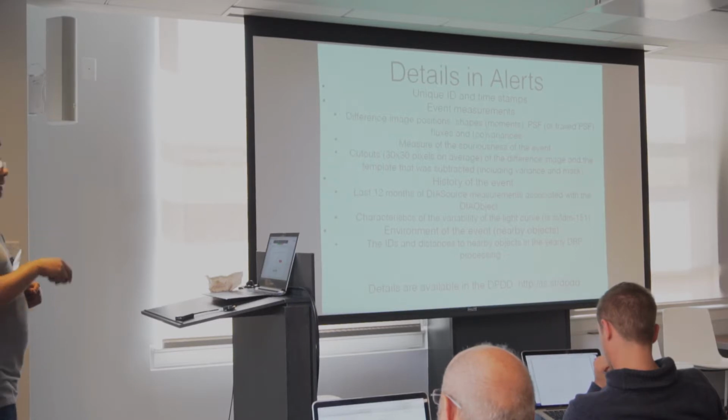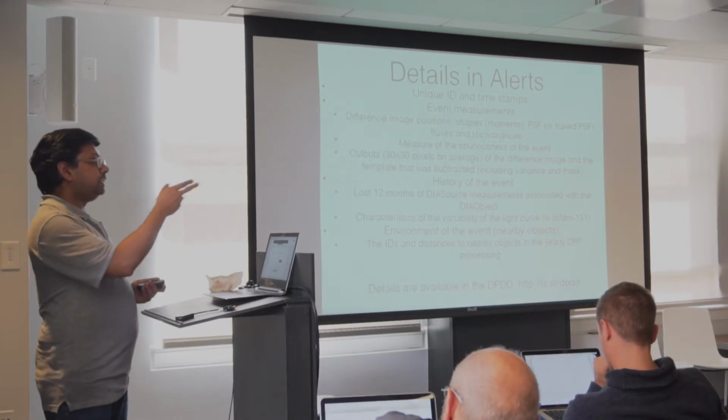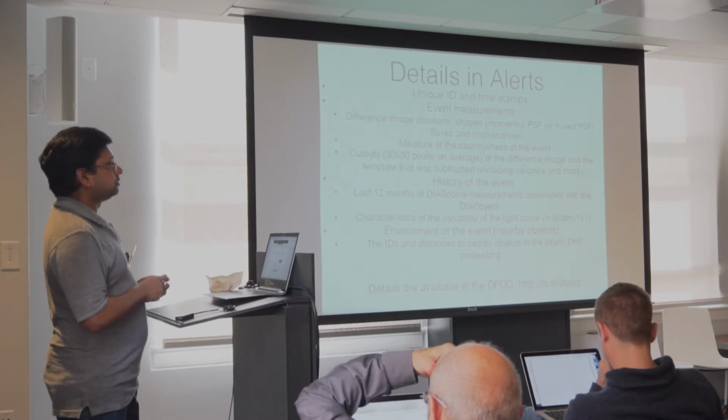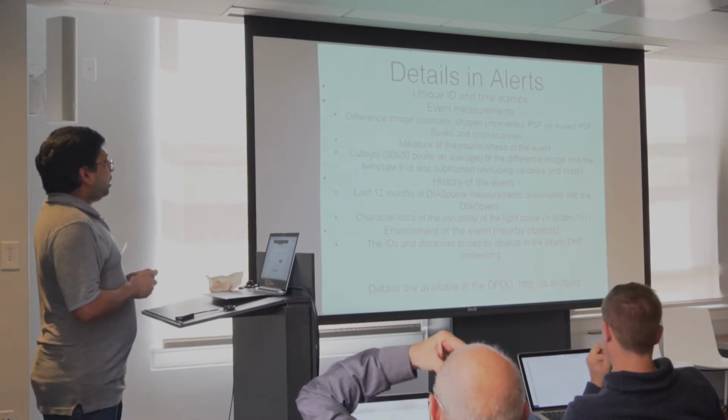So these details are again there in the DPDD. So, can you characterize what the spuriousness of the event means in this case and how it's measured?